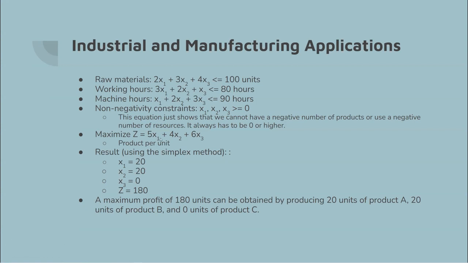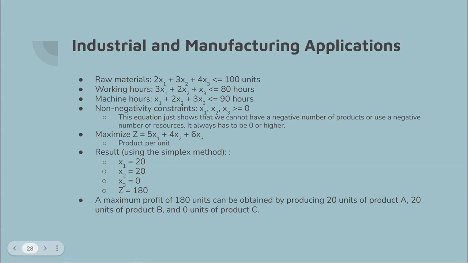And then we have our equation here, which is maximize z, which is going to be equal to 5x1 plus 4x2 plus 6x3. That's going to be our maximal profit equation. These coefficients are going to represent the profit per unit for each product. So these are just hypothetical numbers that I came up with. In a real world environment, the values would actually be based on actual costs, revenues, or profit margins associated with producing each of the products.